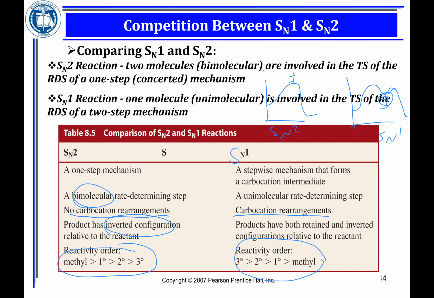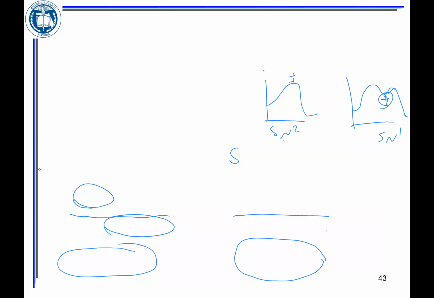Professor, for SN2, is it the more bulky, the faster or slower? For SN2, more bulky is slower, because we don't want steric hindrance. SN2 type reactions do not like steric hindrance. Okay.